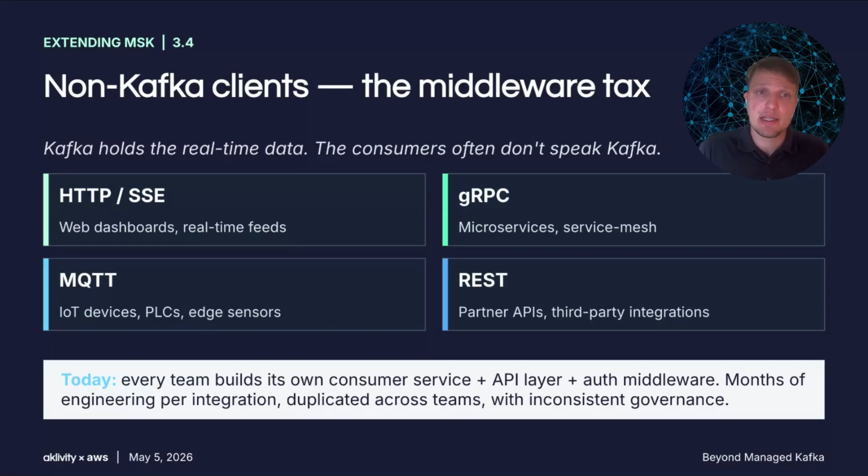So what happens today is every team builds its own consumer service API layer and auth middleware, which amounts to months of engineering per integration that's duplicated across teams with inconsistent governance. And this is where the operational problem becomes an application delivery problem. So protocol translation belongs at a gateway layer, not in end copies of bespoke middleware.